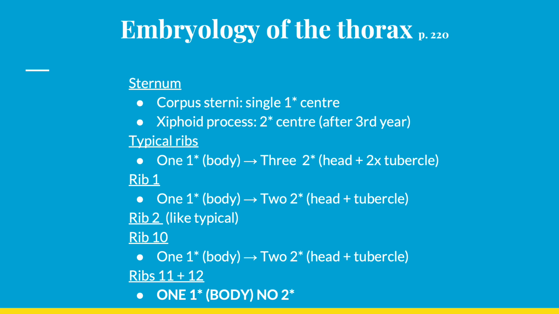And then remember, your typical ribs are going to have a single primary and 3 secondary centers, 1 for the head, 2 for each of the tubercles. Rib 1, which is atypical, has 1 for the body and 2 secondary, 1 for the head and 1 for the tubercle. Rib 2 is like your typical. And then 11 and 12, those ones are important. There are no secondary centers of ossification for either ribs 11 or 12. So those floating ribs have a single primary center for ossification and no secondary. That's a really, really common test question. Know that, and you'll be good to go. All right, guys, keep killing it.